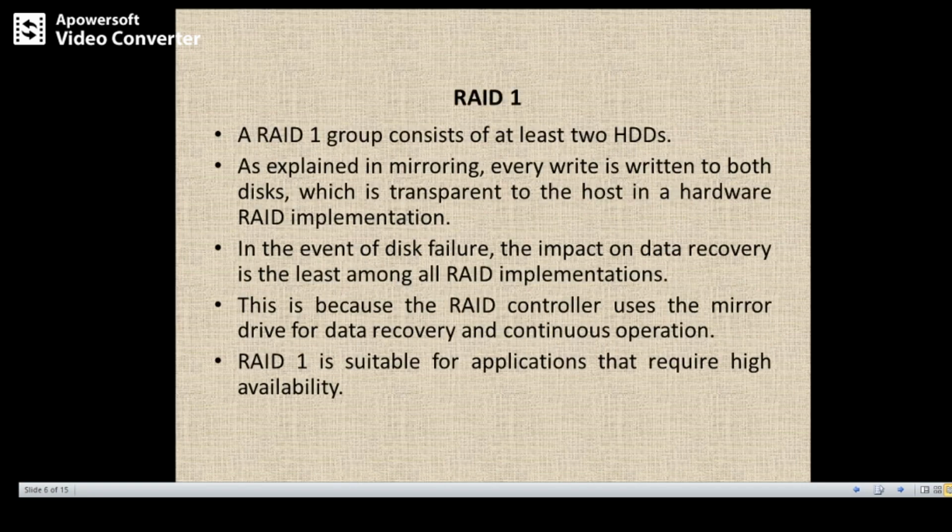Next is RAID 1. A RAID 1 group consists of at least 2 HDDs. That is nothing but the mirroring concept. As explained in mirroring, every write is written to both disks, that is the actual disk as well as the mirror disk. In the event of disk failure, the impact on data recovery is the least among all RAID implementations. Why? Because the RAID controller can use the mirror disk to recover the data. RAID 1 is suitable for applications that require high availability of the data.